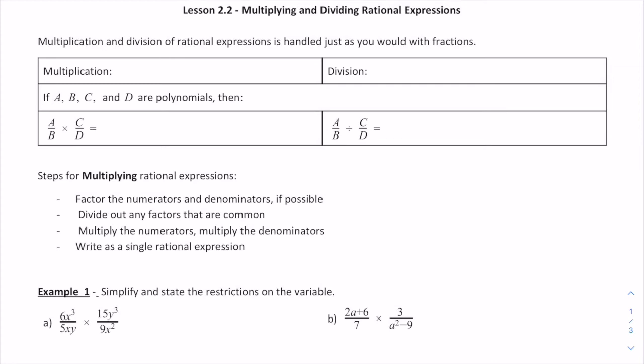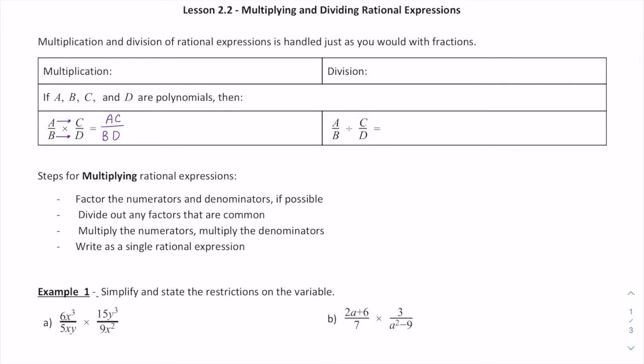For this lesson, we're going to be going over how to multiply and divide rational expressions. So let's quickly start by reminding ourselves how to multiply and divide fractions. All of the underlying principles of multiplying and dividing rationals are the exact same as when we're multiplying and dividing fractions. So for example, if I were to multiply these two fractions here, I'm just going to multiply straight across. So now I have A times C all over B times D.